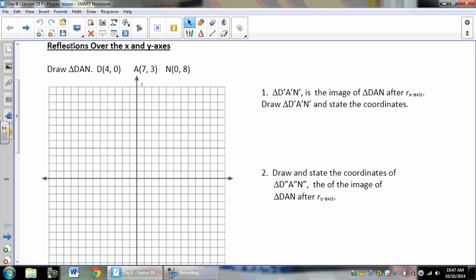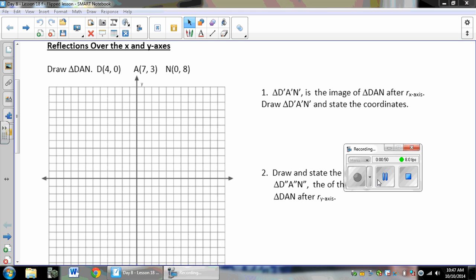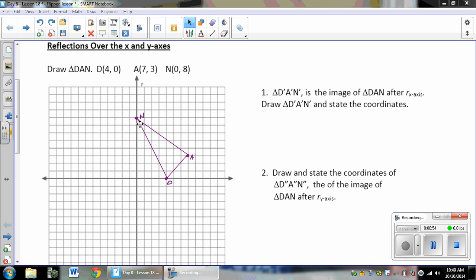So one thing we can do is reflect over the x and y axes. So I want you to take a second. I want you to draw DAN, plot it on your grid, and then we're going to flip that over the x-axis and over the y-axis. So take a second, plot it now. All right, so now you see DAN on my screen. DAN should also be on your screen.